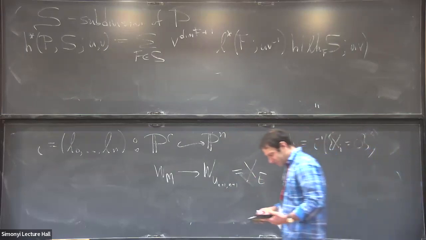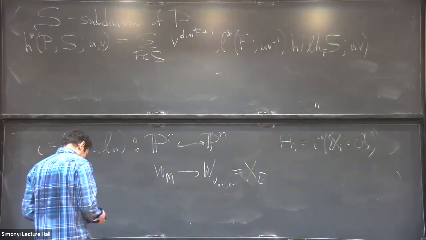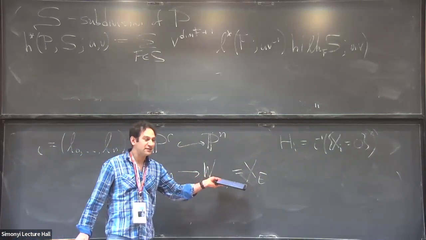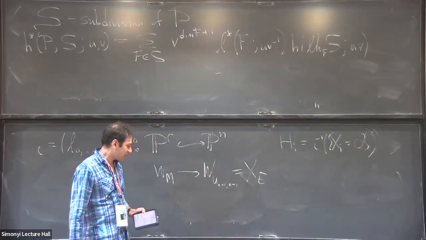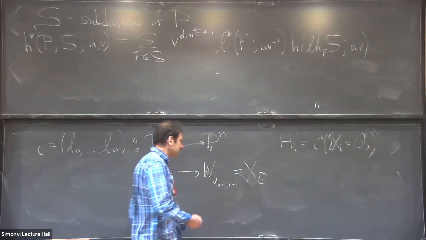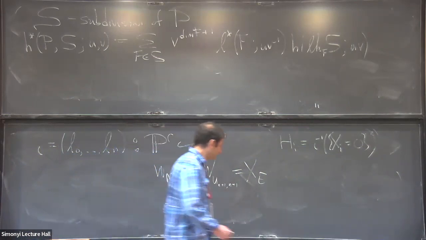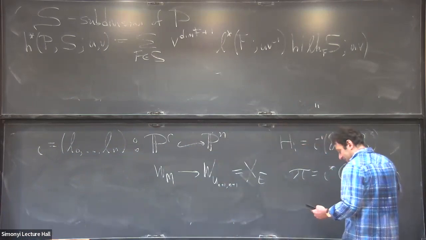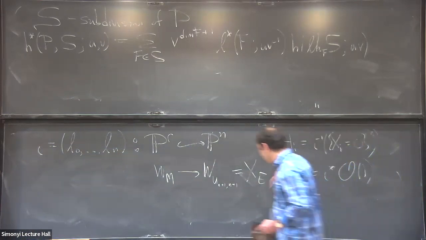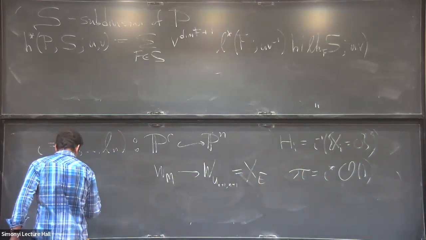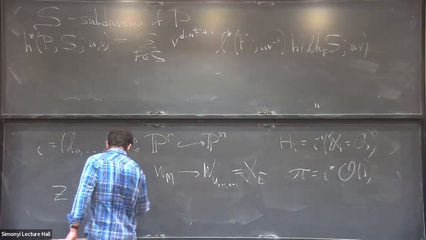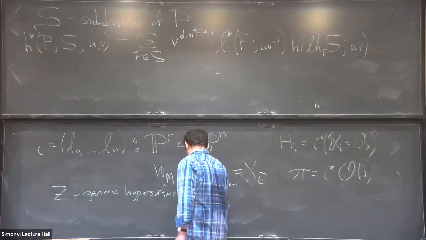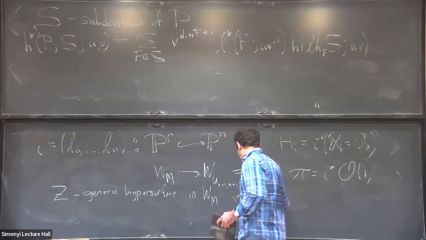I've got too many X's in this talk. All right. And this is a projective toric variety. It's coming from the permutahedron. So in particular, it's got an O(1) on it. And I'm going to define the permutahedral class to be the pullback of this O(1). And then I'm going to let Z be a generic hypersurface in the wonderful compactification in the class of pi.